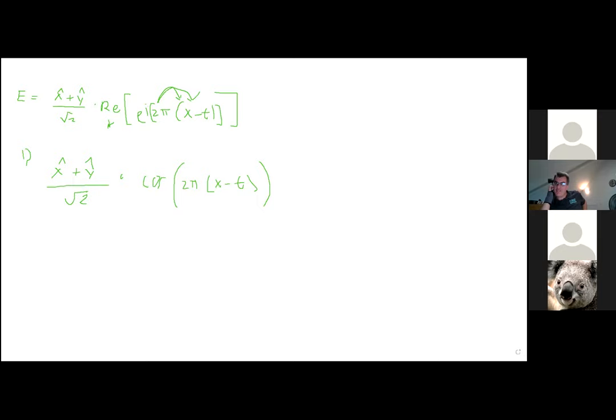So it's not cosine times cosine. I see. That's what you're saying. Yeah. Okay. If you want to factor it, then it's going to be something more complicated. It's going to be cosine times cosine minus sine times sine.